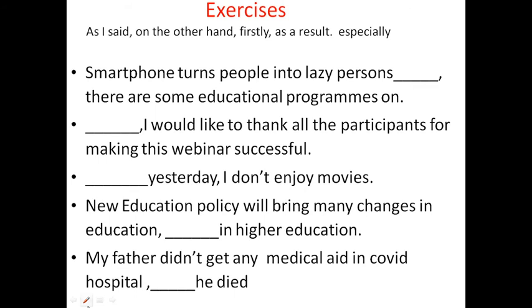Let us see. First question: smartphone turns people into lazy persons. Dash, there are some education programs on it. Here, it is about advantages and disadvantages of smartphones. They make your brain dull and make you a lazy person, and also there are education programs on the smartphone. So both the sentences are contrary, so we use on the other hand. That is the answer.